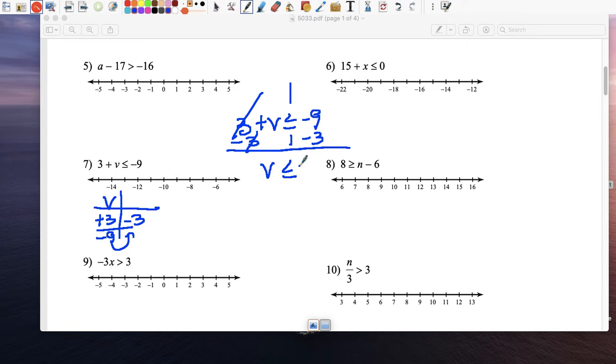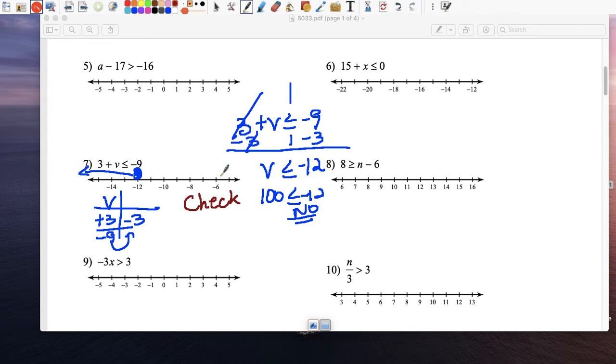Negative 9 minus 3 is negative 12. Let's find negative 12, it's right here. Do we shade? Yeah, we shade. And we want numbers that are smaller than negative 12. So let's try 100. Is 100 less or equal to negative 12? No. So where's 100? 100 is on the right side. So I don't want these numbers. I want these numbers.